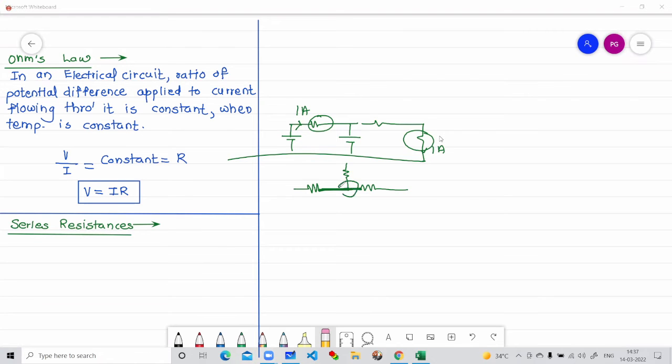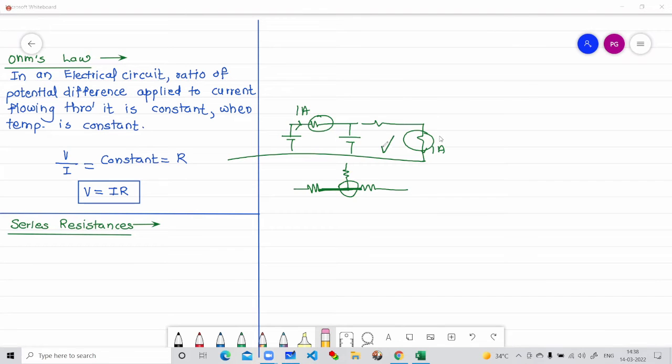So what is the main thing? How should you define the series resistances then? Do you understand what I'm trying to say? Yes or no? Yes, ma'am. So what am I missing here, what should I add one more thing when we are talking about series resistances?